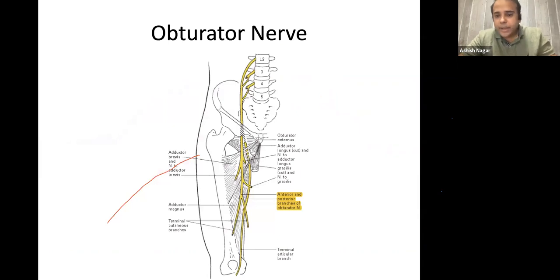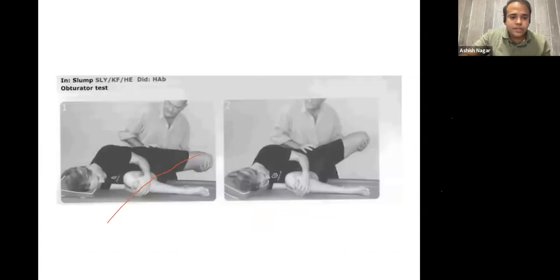Obturator nerve, which passes through the obturator canal and further divides into anterior and posterior branches. It mostly supplies the adductor compartment of your thigh. Let's see if we have anything to share about this.